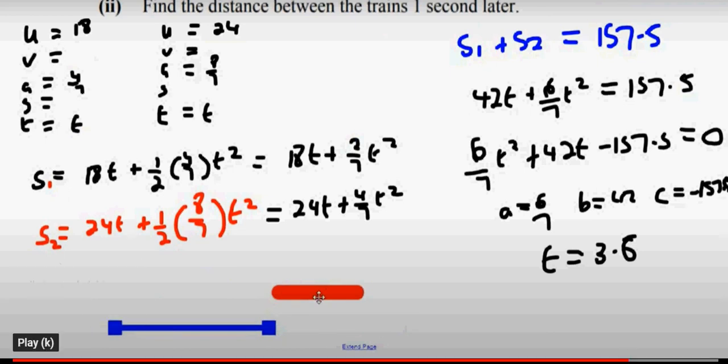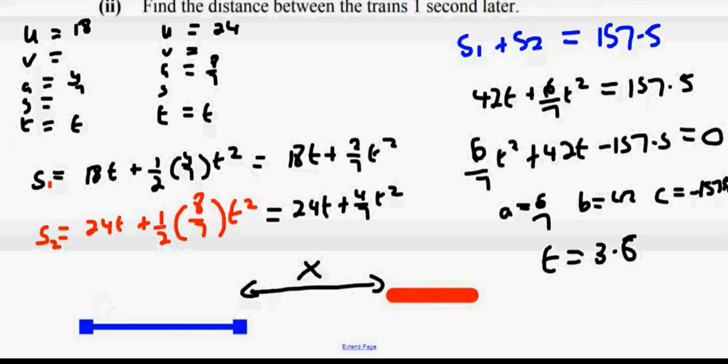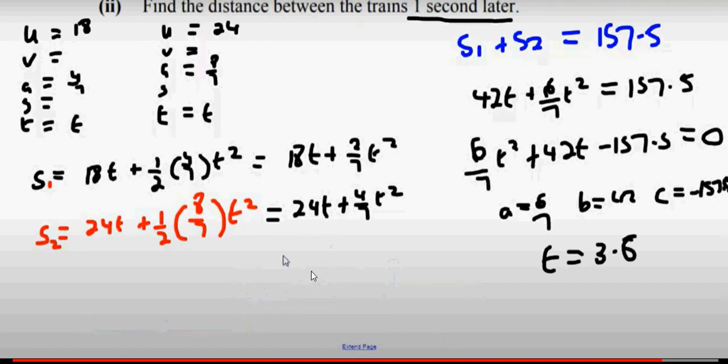And then what should happen is both trains move away from each other and there's a new distance. That's the distance between the two trains 1 second later. What we could do is put the t value equal to 4.5 and then just take away the 157.5 meters that we had at the start to find the x value. Okay? Because both trains travel 157.5, what additional distance they carried over would be x.